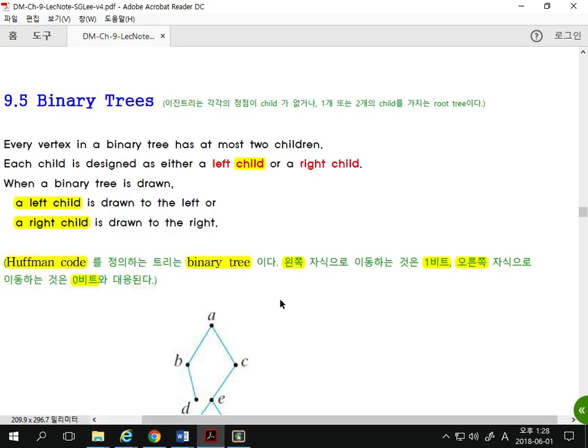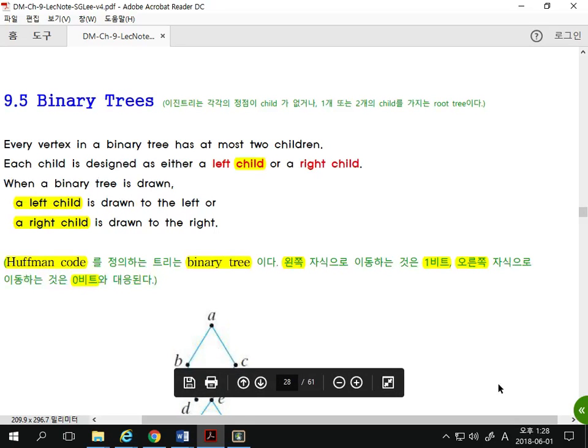Next, binary trees. Let's have a 5 minute break before we continue with binary trees. Any questions?